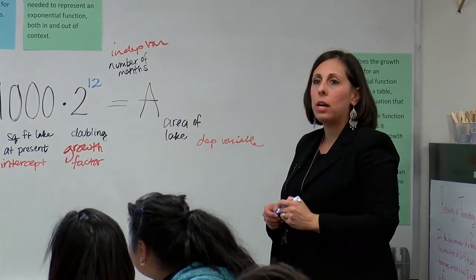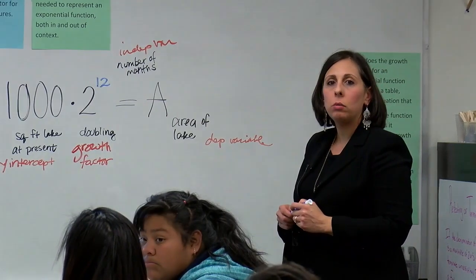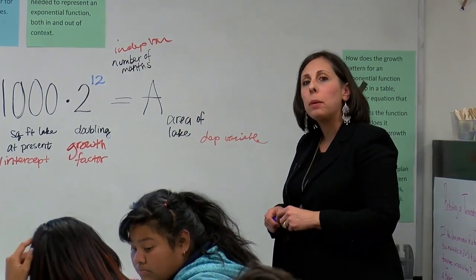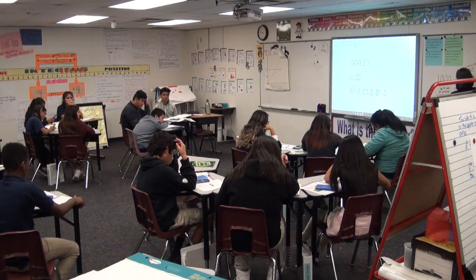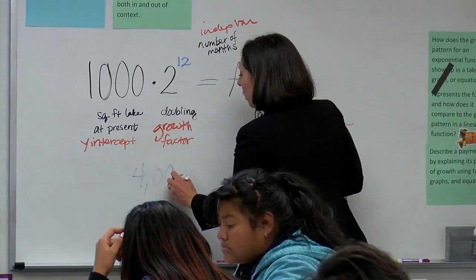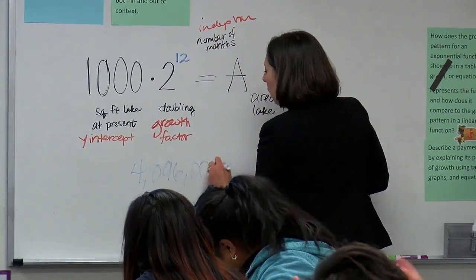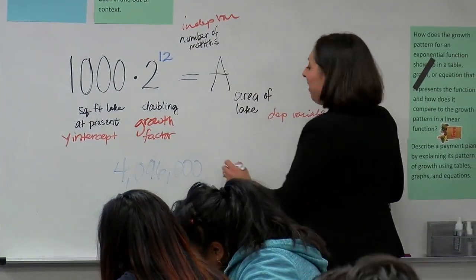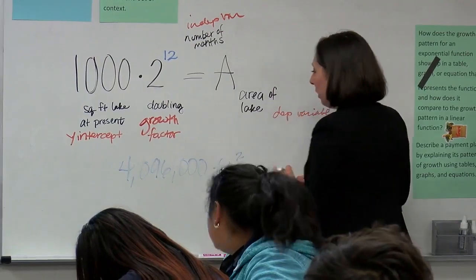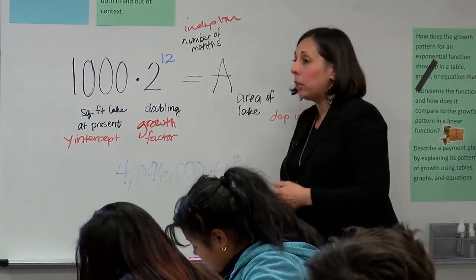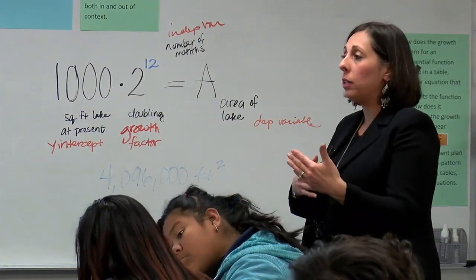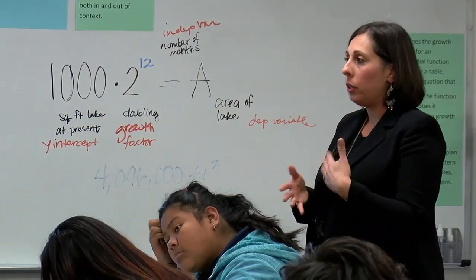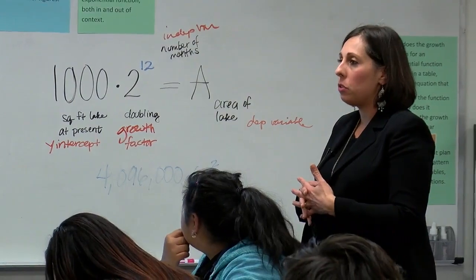Did anyone solve that out? What's the area of the lake at that point in time, Billy? We had 4,096,000 feet squared, right? Okay, so we could use that substitution just like we were talking about at the start of our lesson when we looked at that other equation. We're using that same idea of substitution there.